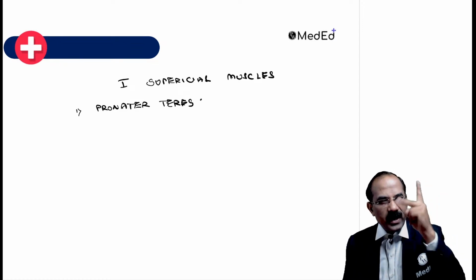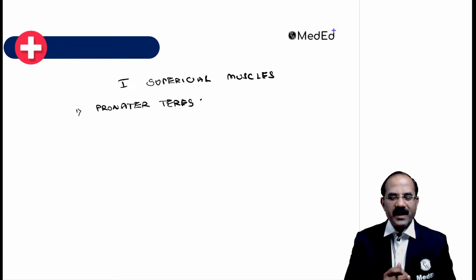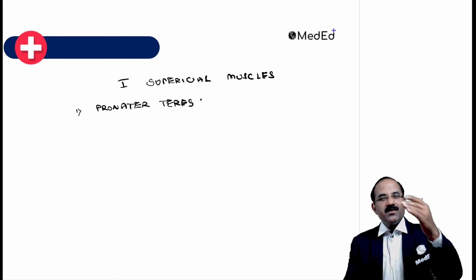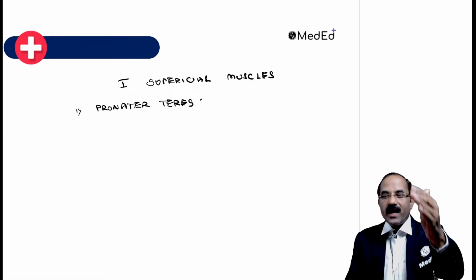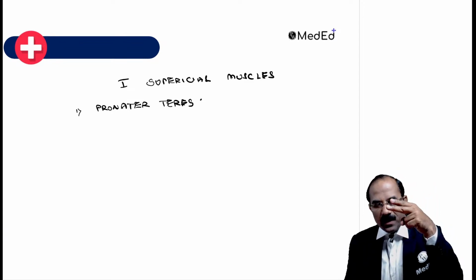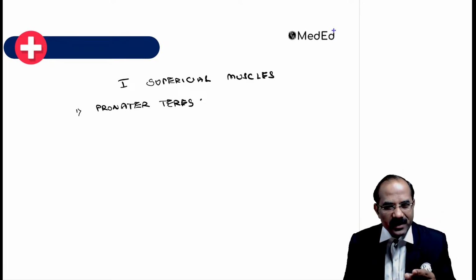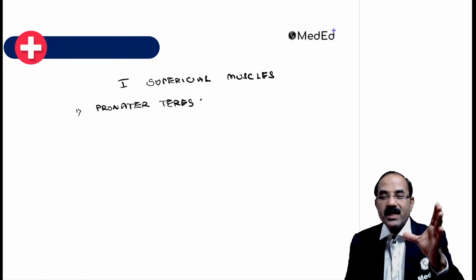And between these two heads of pronator teres, there's a nerve which passes. Any guesses, बच्चों? Yes, that's the median nerve. So the nerve which goes between the two heads of pronator teres is the median nerve. And बच्चों, this median nerve can get compressed between the two heads of pronator teres, and this is what we call pronator teres syndrome.